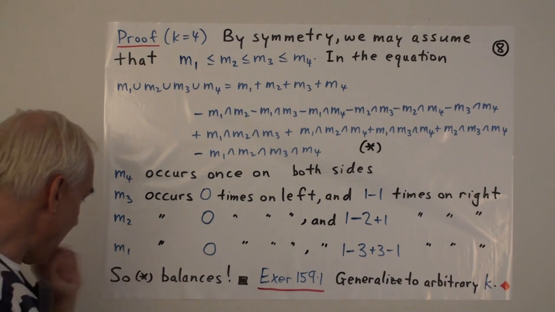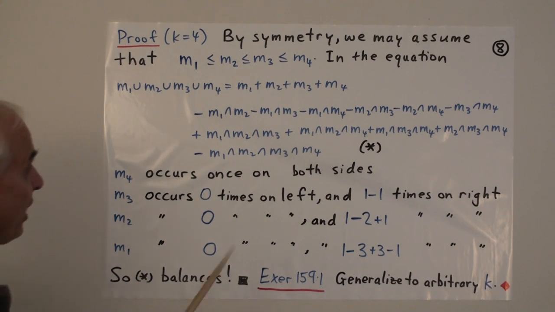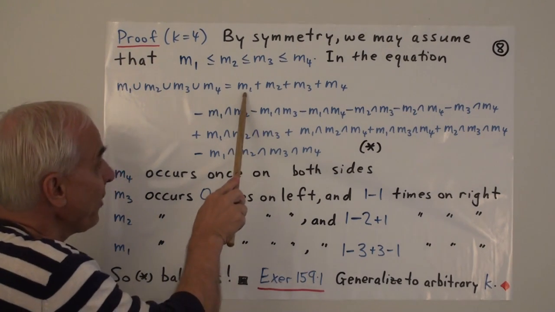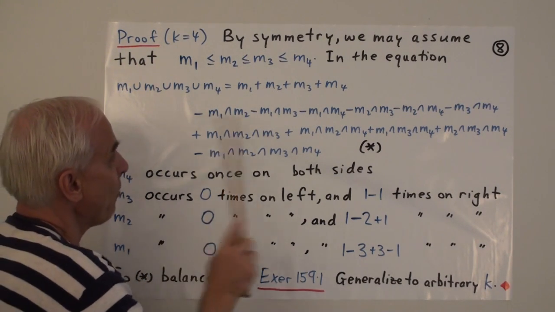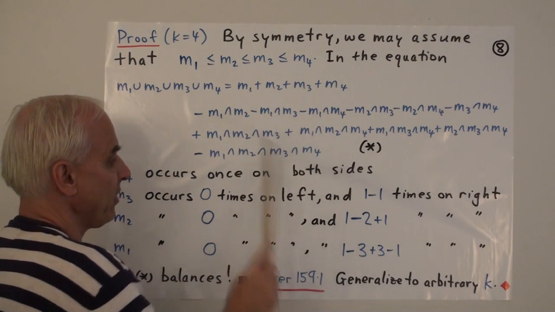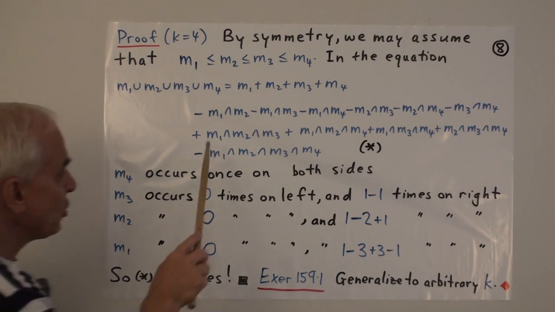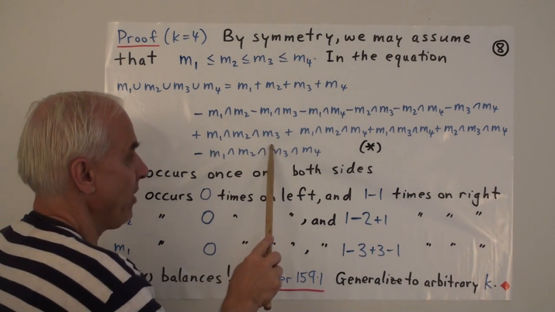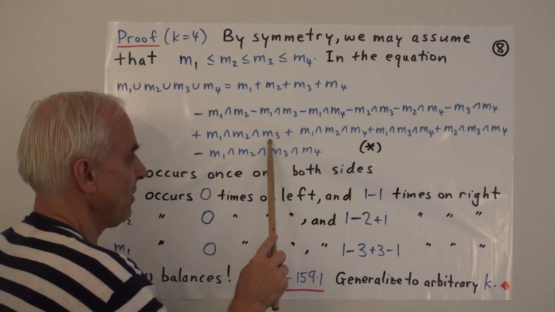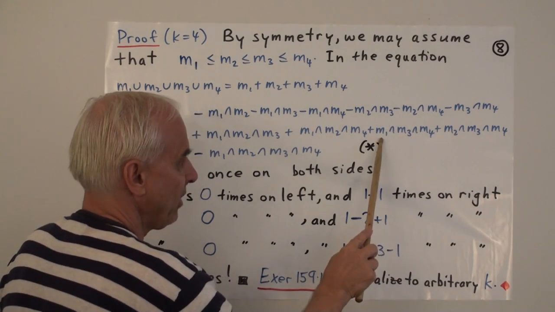And finally, let's look at what happens with m1. There are 0 m1s on the left-hand side. In terms of m1s, there's 1 here, and there's an m1, there's an m1, there's an m1. There's 3 m1s appearing here with the negative sign, so there's minus 3 occurrences there. And in terms of these ones, that's an m1, because m1 is the minimum of those 3.